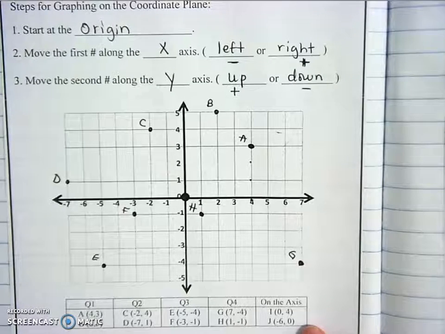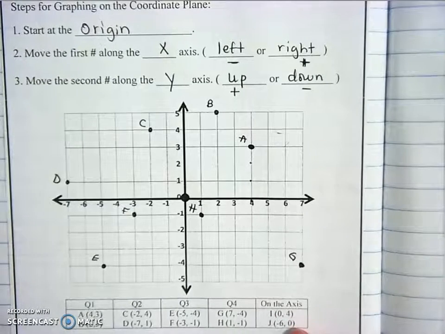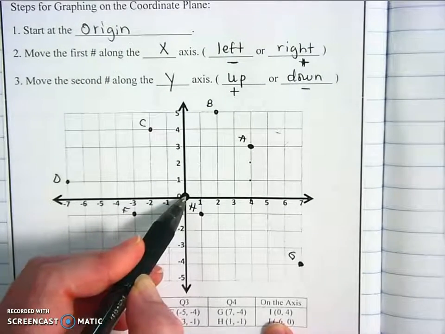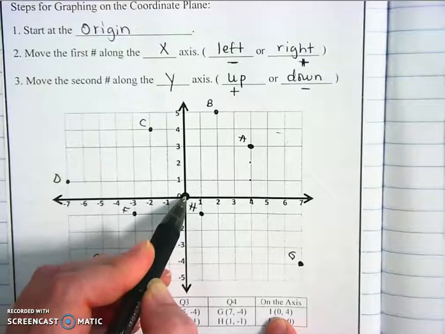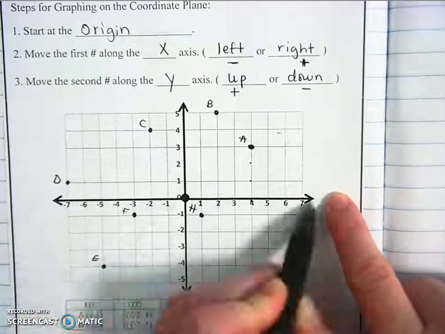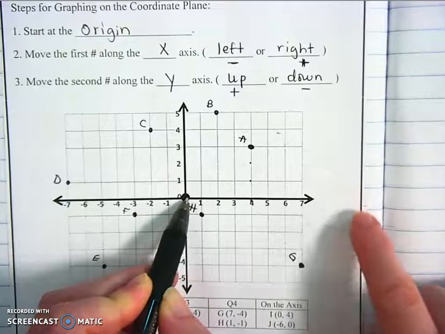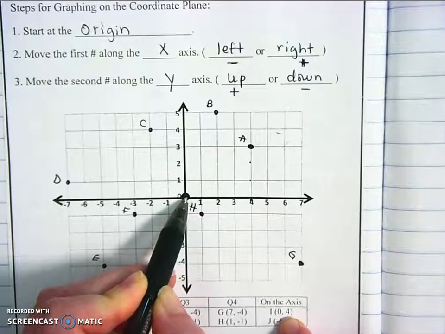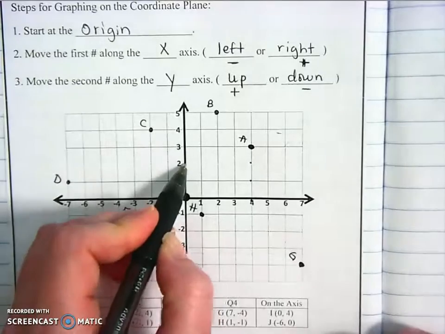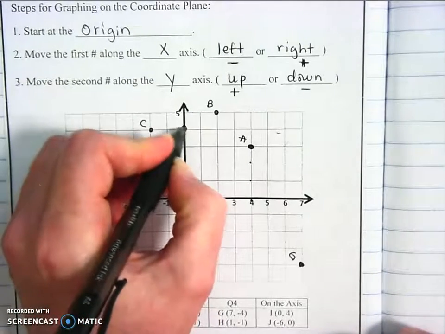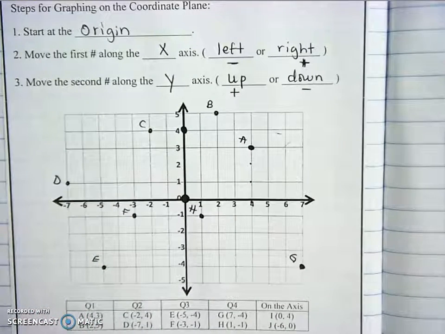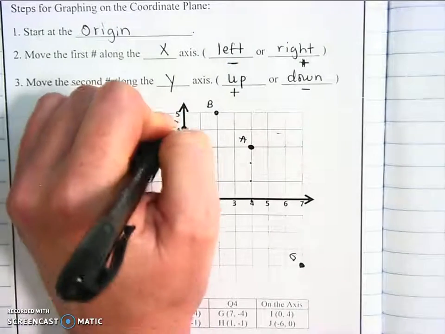Now I have 2 that are actually on the axis. That means one of the coordinates is a 0. So I'm going to start with I. I always start at my origin, and 0 is the number of the x coordinate. So the x-axis runs this way. So that means I'm stopping at 0. 0 is my x coordinate. But my positive 4 is my y coordinate. So I go up 1, 2, 3, 4, and my point is right there on the line. And that's going to be point I.